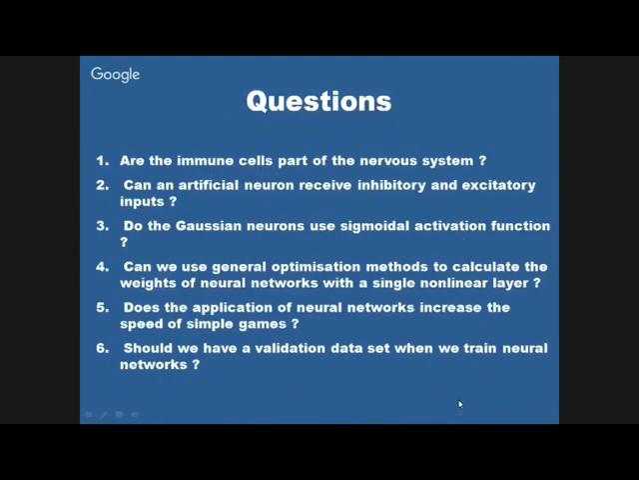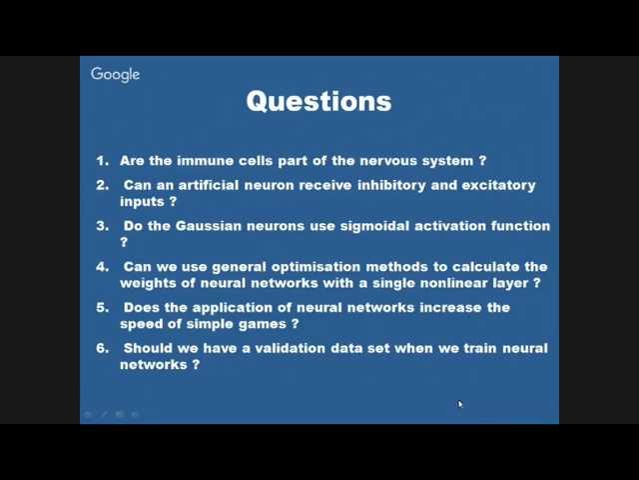So these are my questions. Just note down these questions, and I will ask these questions at the end of our course. So these are the 6 questions.